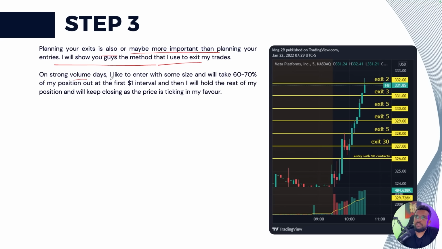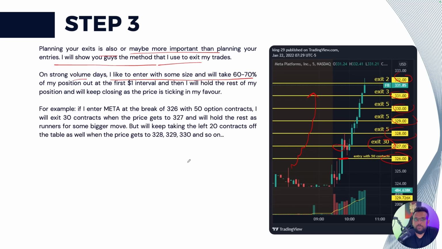On strong volume days, I like to enter with some size and take profit first. Like if I entered 50 contracts right here that I was watching at the 326 level that I showed you three slides ago, I'm taking like 50% off. Look at this. I exited 30 contracts at 327. Then I exited another five, another three, another two. That's what I do. You see? Like slowly. You get what I'm saying?